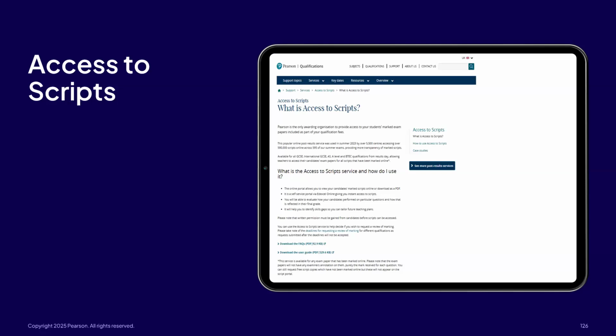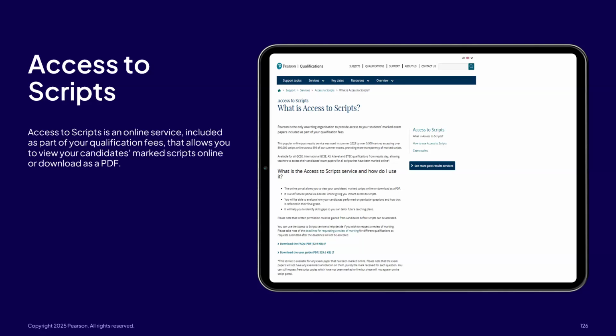The other thing that is incredibly useful post results is the access to scripts. And access to scripts is an online service included as part of your qualification fees, and it allows you to view your candidates' marked scripts online or download them as a PDF.